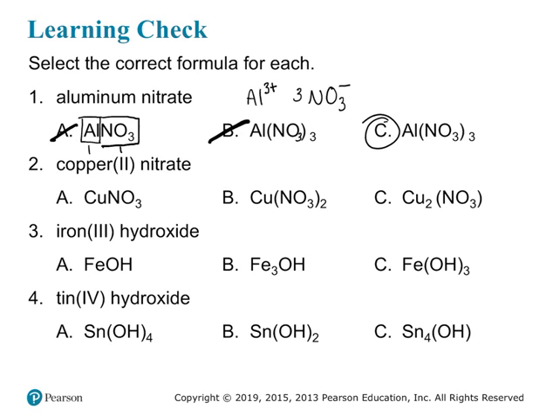Okay, so number 2, we have copper(II) nitrate. So that means we have a copper ion with a 2 plus charge, and we already saw that nitrate, NO3, has a negative charge. Okay, so how many nitrate ions do we need to balance out the charge on copper? 2. Okay, so looking at A, B, and C, which one is correct?